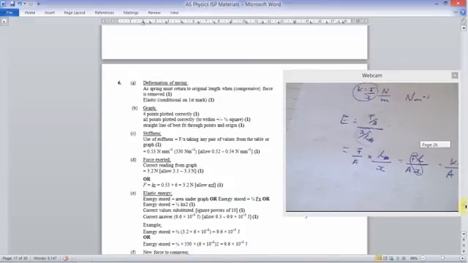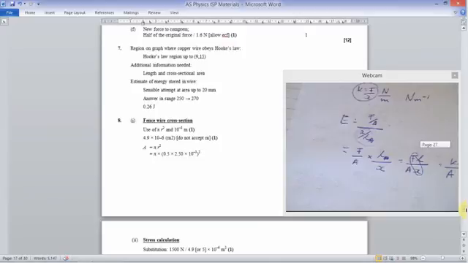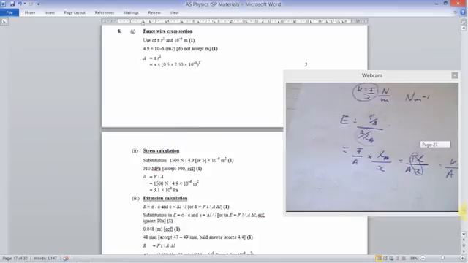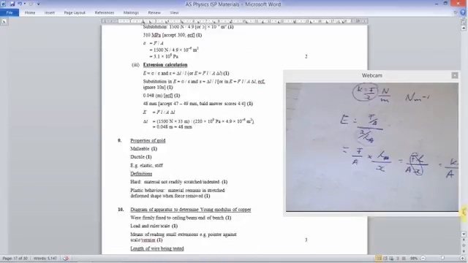Let's double check the mark scheme to check that we're doing the right sort of things. Property of gold: malleable or ductile. Hard material, not easily scratched. Stretched, remains stretched when deformed, or deformed when the force is removed. Firmly fixed to a ceiling, beam or bench, so we would fix it to a bench. We've got a load, a ruler and a scale, and a means of measuring small extensions, so a pointer or a vernier scale.